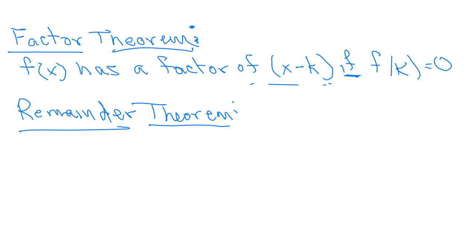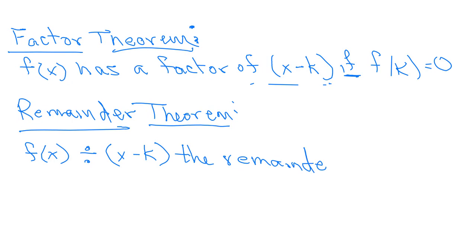basically says, again, if you have a function f of x, and you divide that, I'm just going to write f of x divided by x minus k. The remainder is r, okay? It has some remainder. And of course, the remainder could be 0. But whatever the remainder is, it's the same as f of k.